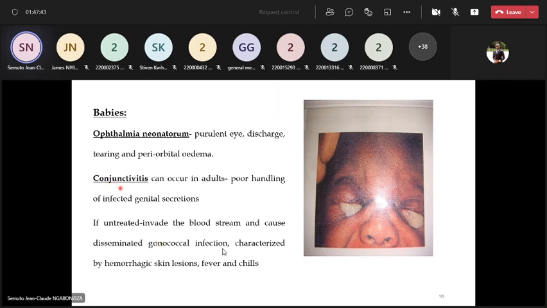And conjunctivitis can occur even in adults, as a result of poor handling of infected genital secretion. If you don't manage the discharge well, with cleaning or washing hands, it can result in infecting the eyes, leading to conjunctivitis. And if untreated, they can invade the bloodstream and cause disseminated gonococcal infection, which is characterized by hemorrhagic skin lesions, fever, and chills. This is a more dangerous or life-threatening condition with dissemination.